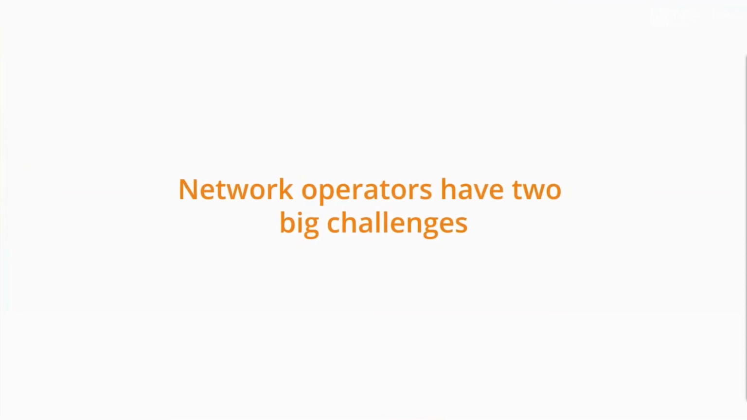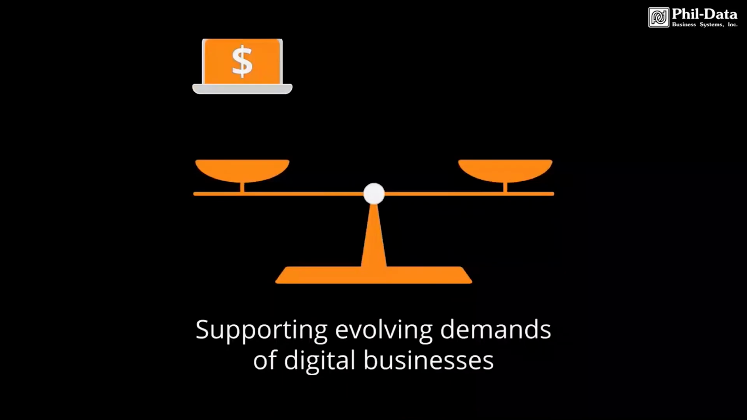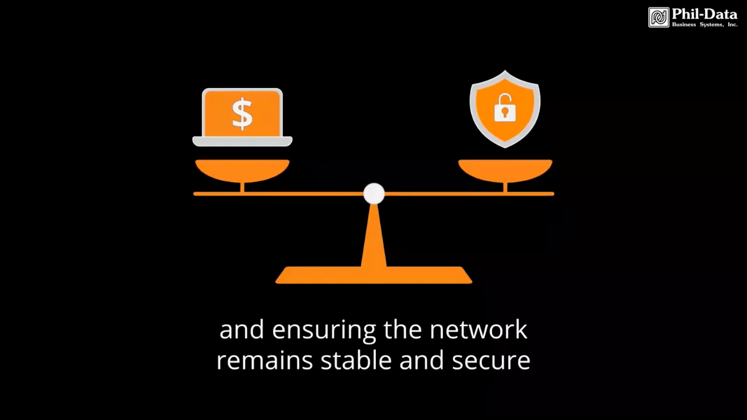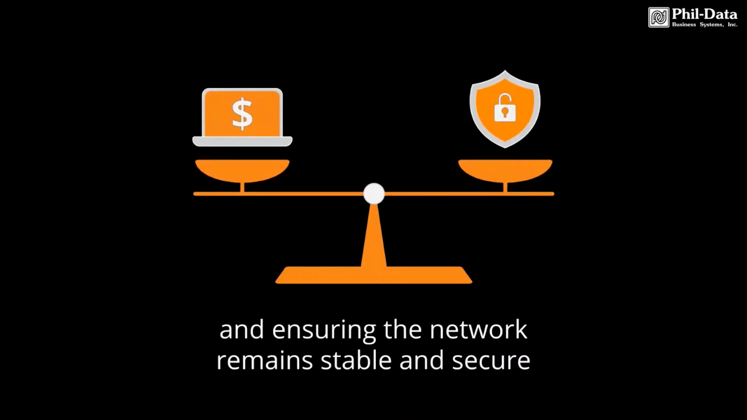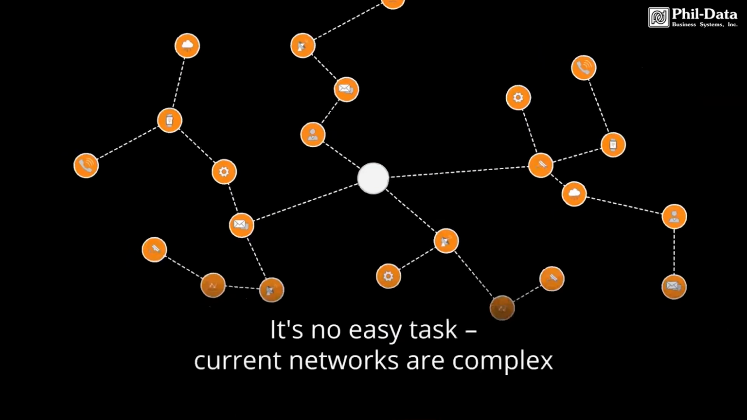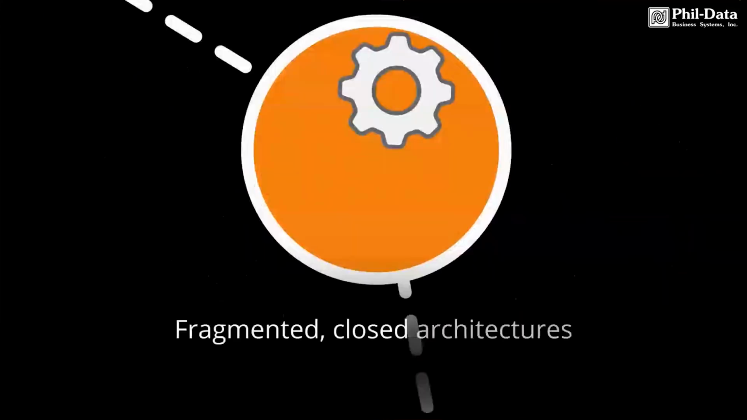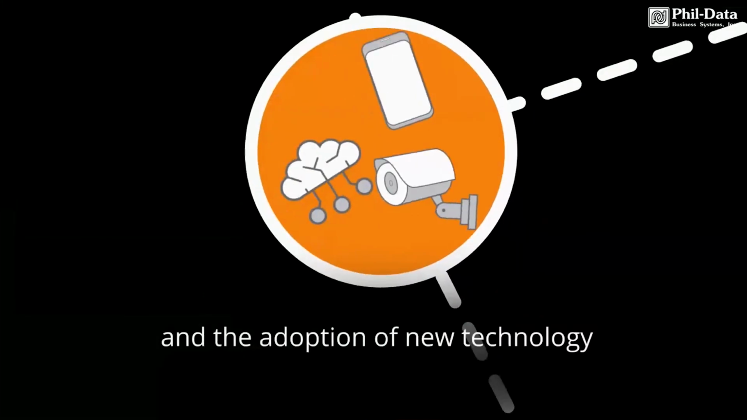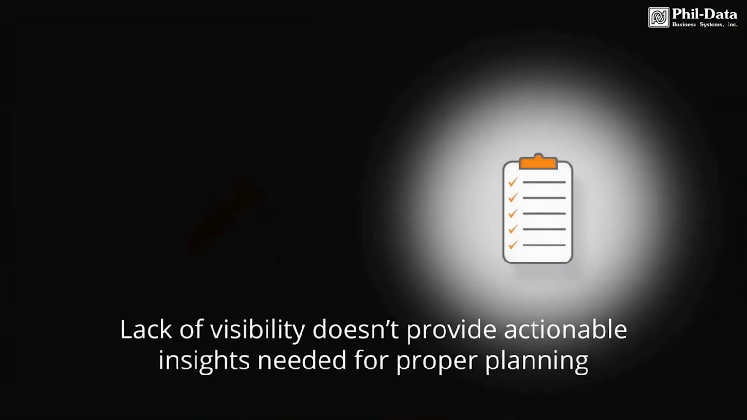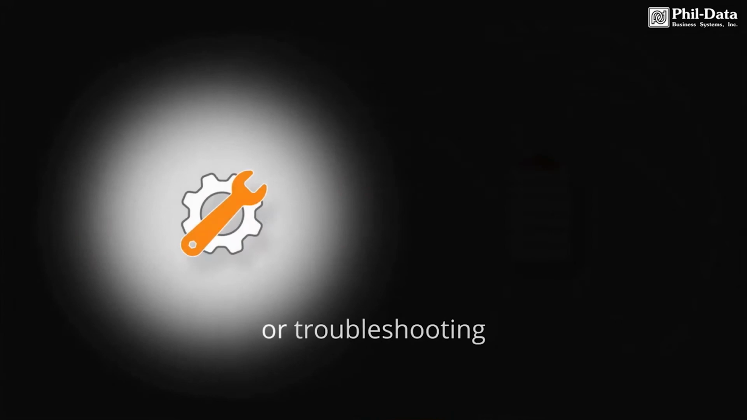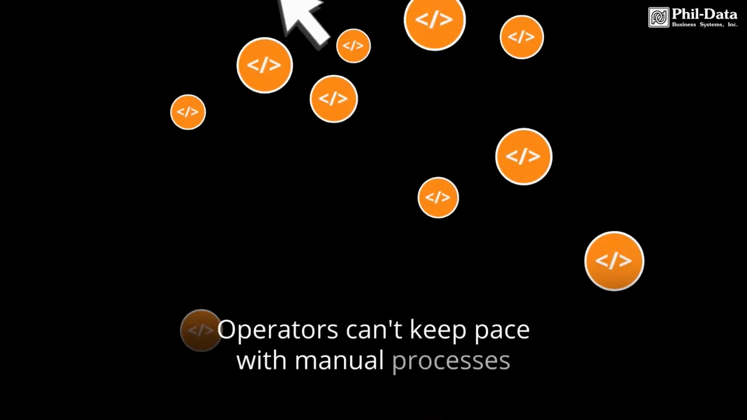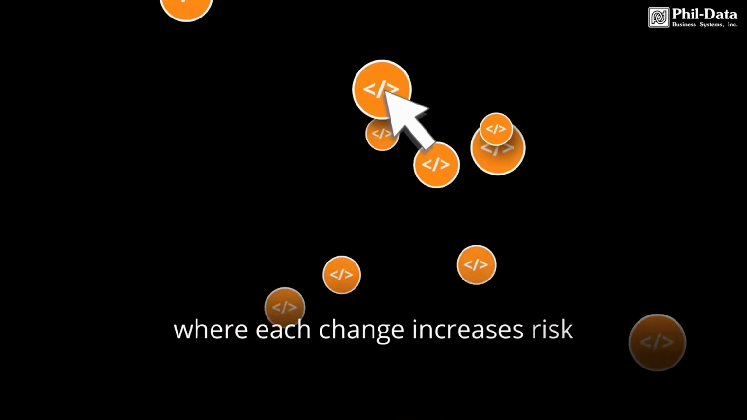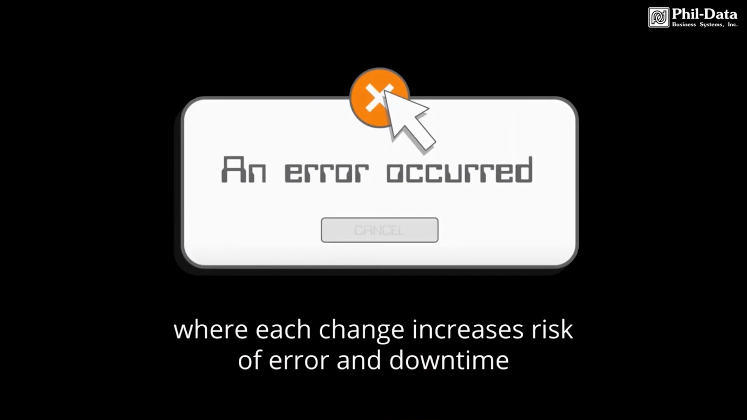Network operators have two big challenges. They need to support the evolving demands of digital businesses, but also ensure the network remains stable and secure. That's no easy task. Current networks are complex. Fragmented, closed architectures impede programmability and the adoption of new technology. A lack of visibility doesn't provide the actionable insights needed for proper planning or troubleshooting. And operators can't keep pace with manual processes, where each change increases the risk of error and downtime.